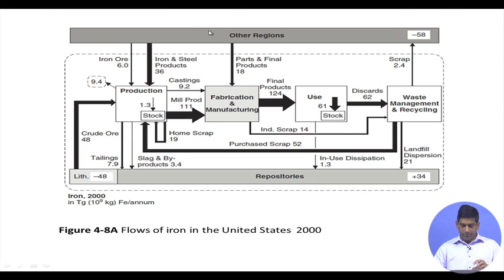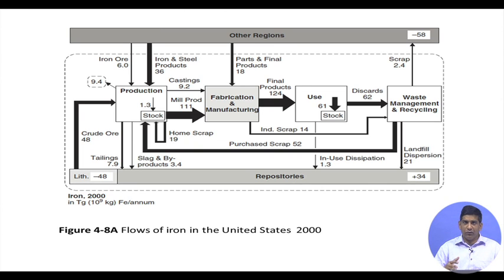And from the other regions, from outside the US, we are getting some iron ore coming. We are also getting some iron and steel products. We are getting some final products, and then we are also sending out some final scrap. Some scrap from the US is also going abroad for managing that scrap or recycling it. So that kind of gives you some idea about the material flow for one particular country.